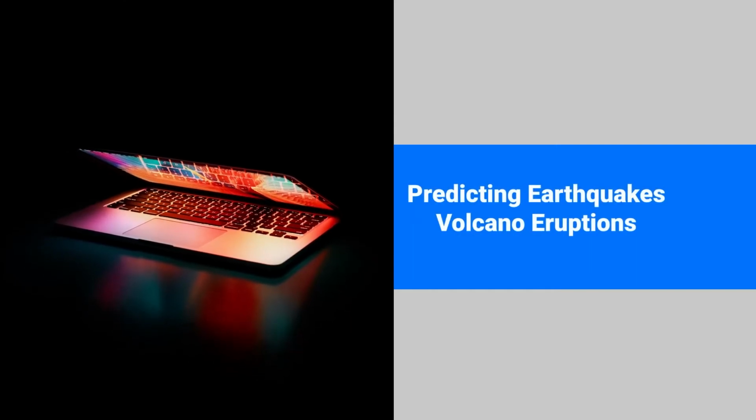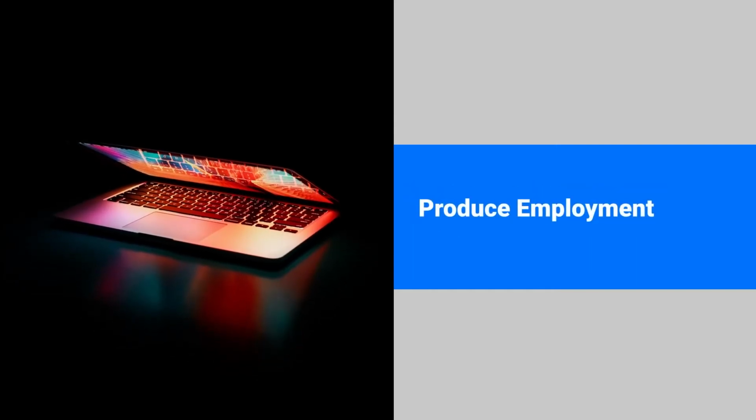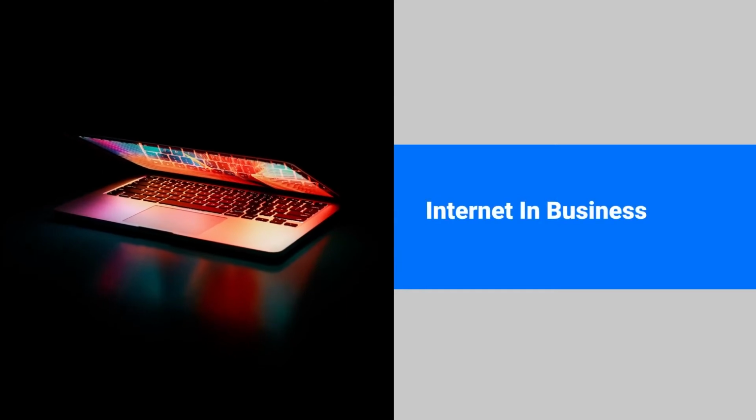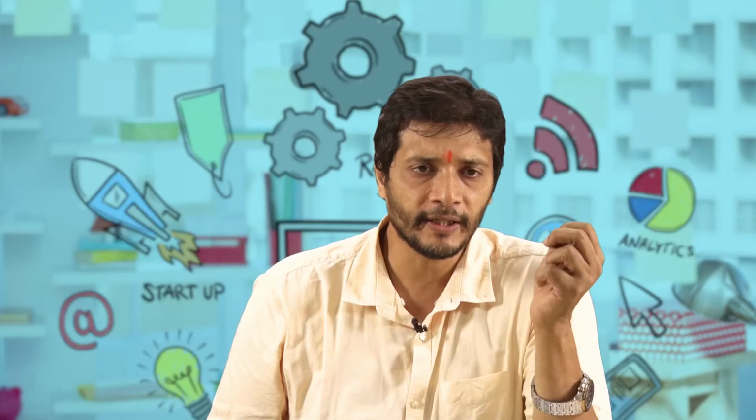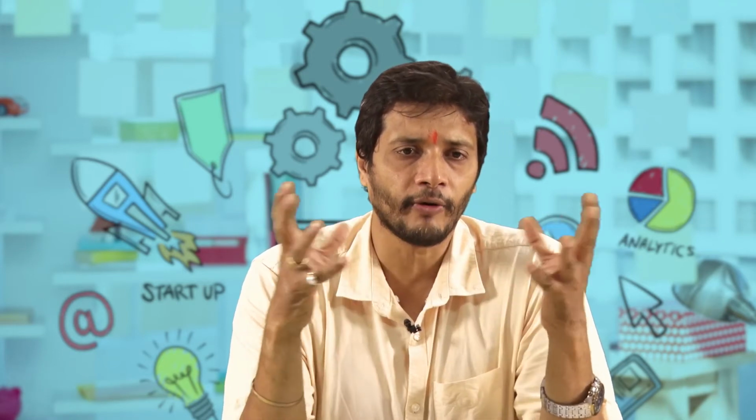and accordingly we can move on with our other things. So predicting earthquakes, produce employment, and then internet in business. What we observe is that internet in business is going to play a very important role, and right now we are more talking about Internet of Things. That is IoT we are talking about, which is nothing but internet for everything. So everywhere there is Wi-Fi and other approaches.